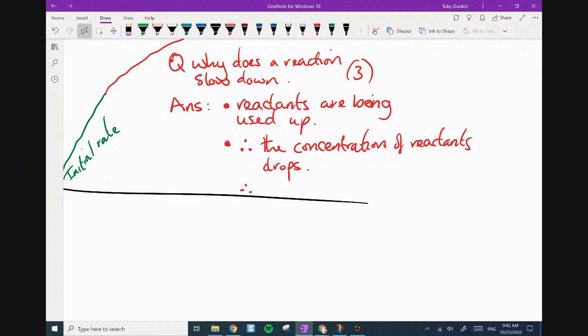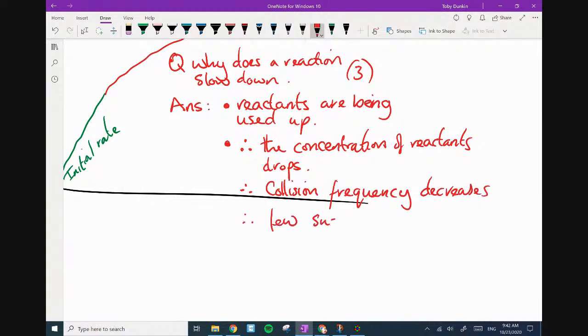Right, now there are going to therefore be fewer collisions. Collision frequency decreases. We're running into the key words now, guys. Collision frequency. And we watched it, didn't we? Oh, it was quite painful, to be fair. Collision frequency decreases. Therefore, fewer successful collisions.